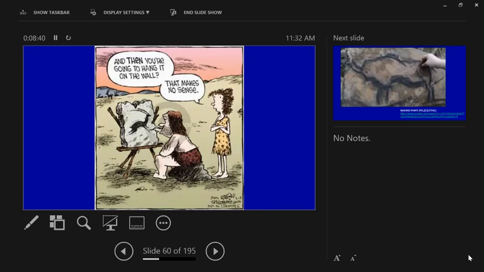So we'll start looking at cave painting now. And again, here's what I'm talking about. This cave art, these people don't have time for making art like this.